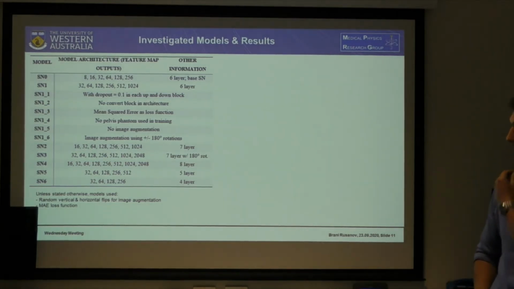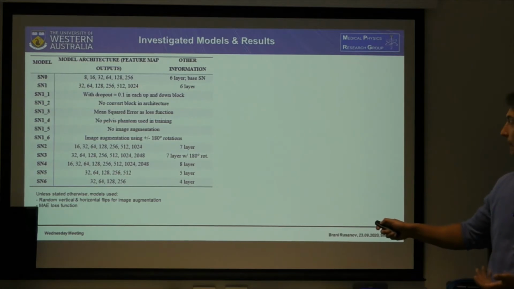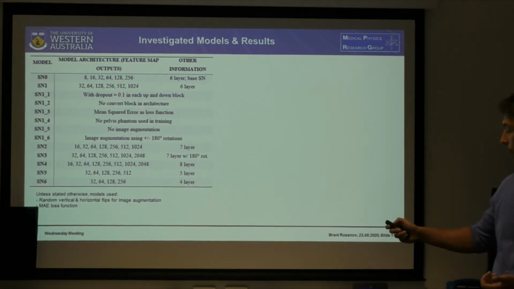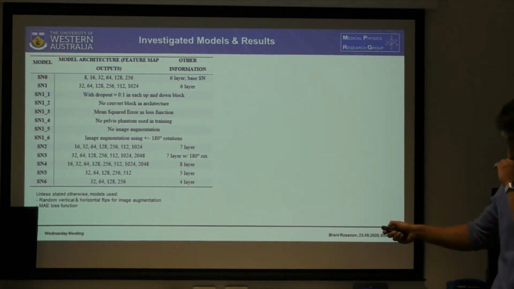So I tested a total of 13 models based on the scatter net that I just described. SN0 is the base model from the literature. SN1, as you can see, I've increased the number of feature map outputs. Various modifications were made to SN1, such as including dropout in the architecture. I removed the convert block, which is specific to this architecture. I used mean squared error as a loss function. I decided to omit the pelvis phantom during the training phase to see what effect that had. I used no augmentation. I also used 180-degree augmentations.